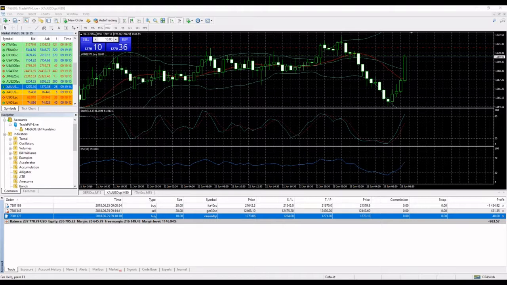DAX, we are short on DAX, and we entered at 12,468, and our stop loss is at 12,475. Our take profit is at 12,430, and we are again long on gold. Gold started very nicely in the day. We started at 1,270. Our stop loss is at 1,264, and our take profit is at 1,271.